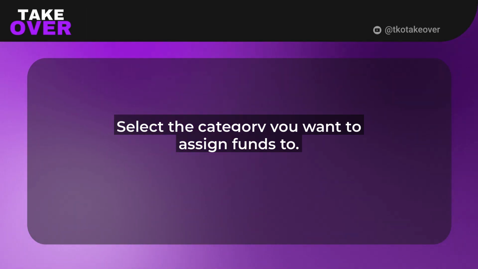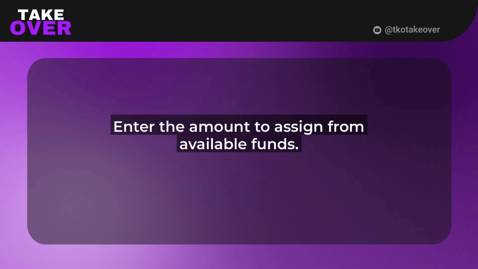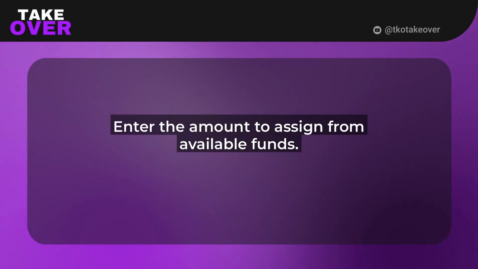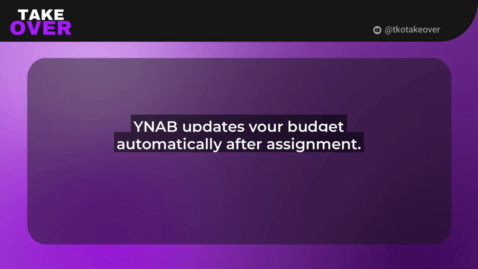Now, enter the amount you want to assign. For example, if you have $500 to budget and your groceries category needs $200, just type that in. YNAB will automatically deduct it from your To Be Budgeted total and add it to the category. It's that straightforward.